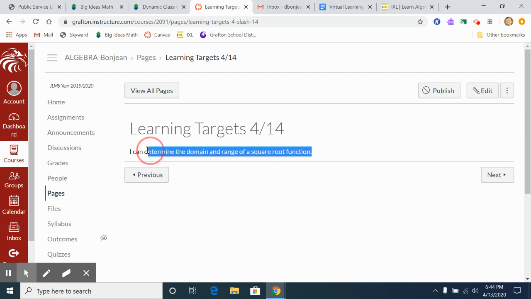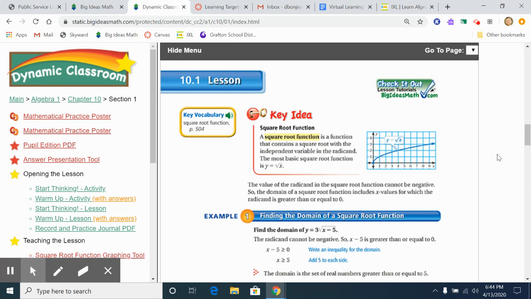We can determine the domain and range of a square root function. In order to graph square root functions, we need to figure out what the domain is first. Let's review quickly what those two words mean.